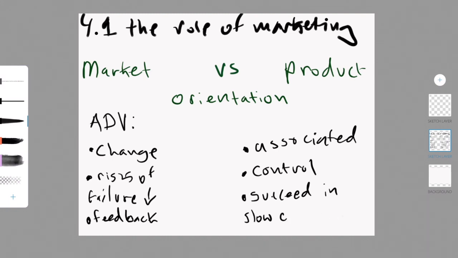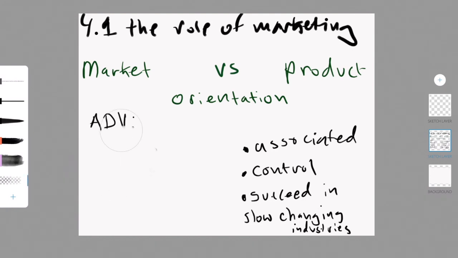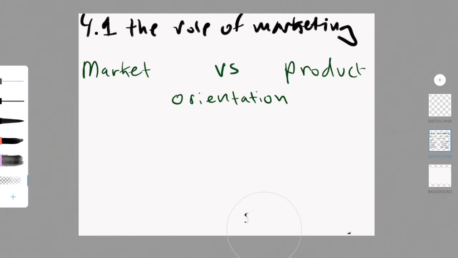But of course, there are disadvantages as well. Disadvantages for market orientation are that your research could be very costly. It would cost a lot for your firm to have all this research done and analyzed and so on and so forth.